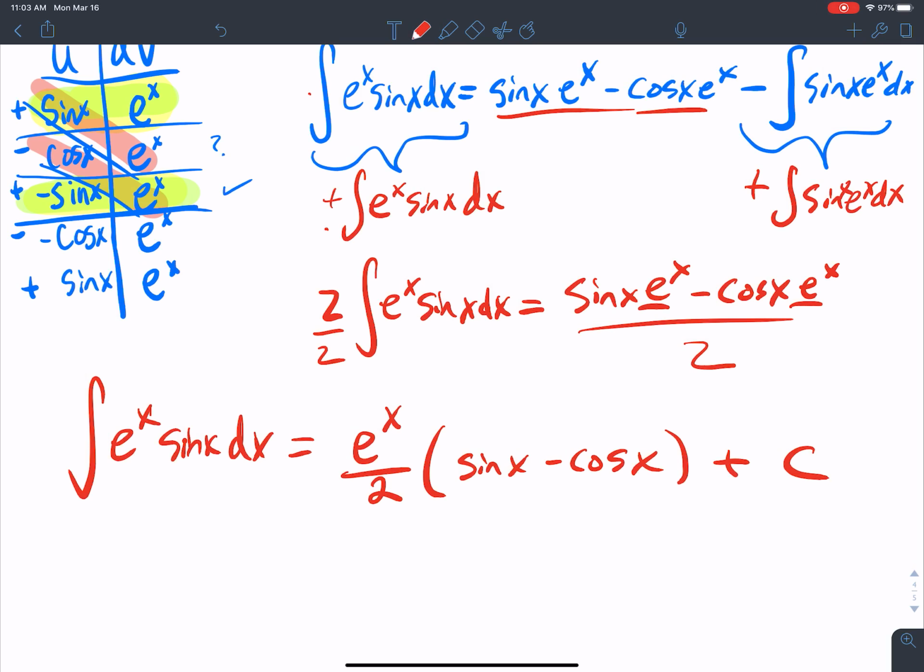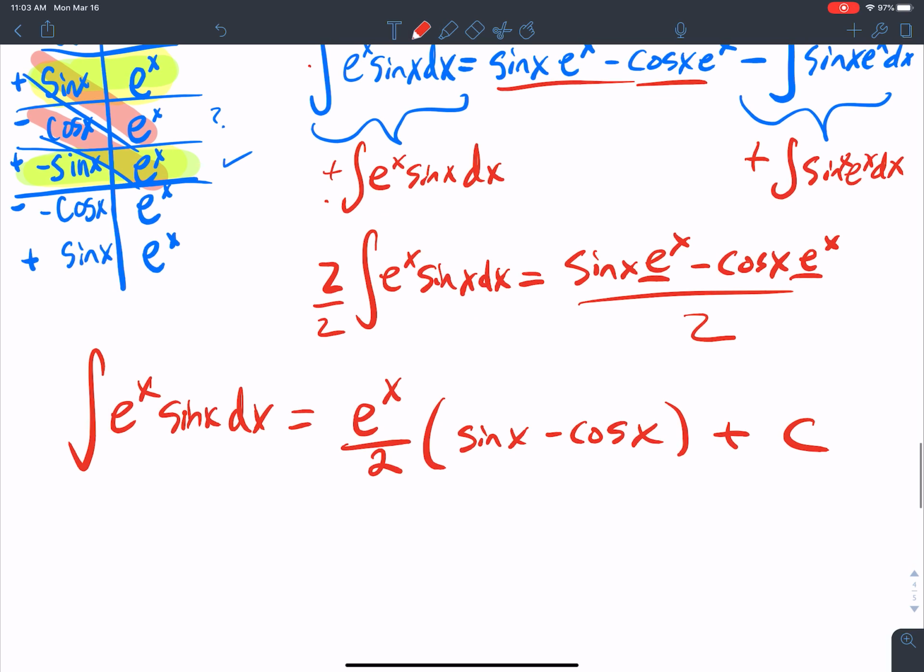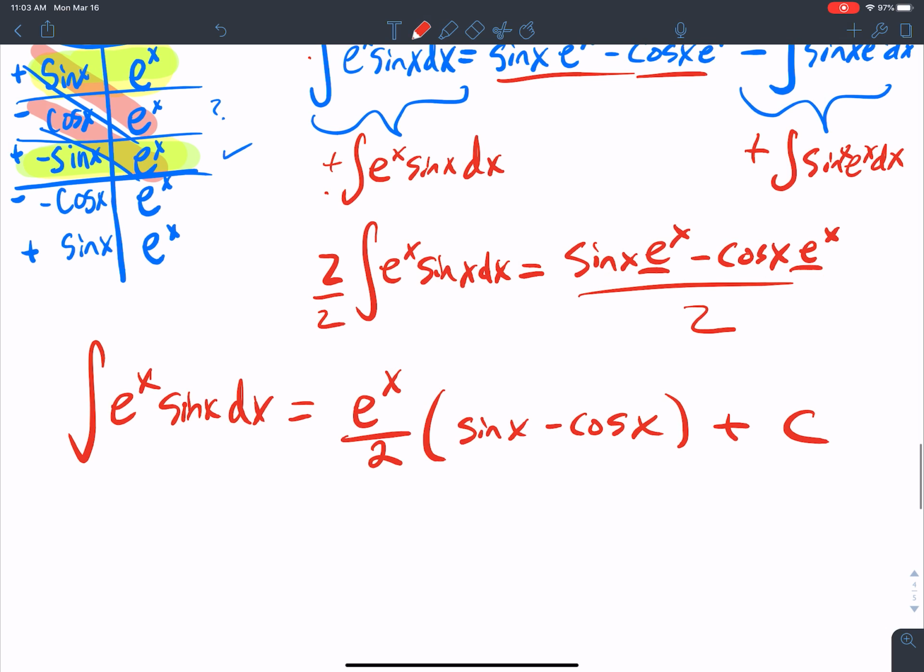That's the answer right there. If you wanted to not factor it, that's cool. It doesn't matter, unless it really makes it look pretty. I'm looking forward to just seeing the work and how you got to the answer. Now, that's one technique, integration by parts.